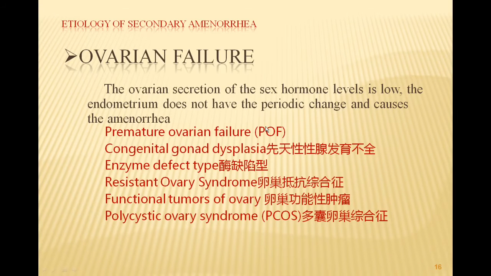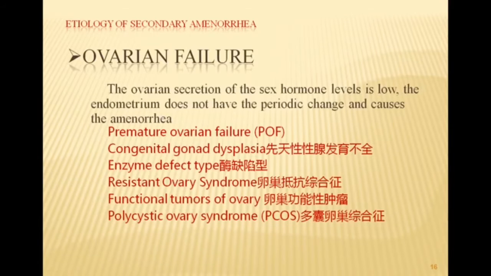Ovarian failure amenorrhea: because the ovarian secretion of sex hormone level is low, the endometrium does not have the periodic change and this causes amenorrhea. There are several types of disease that can cause ovarian failure. And today we will talk about premature ovarian failure and polycystic ovarian syndrome.